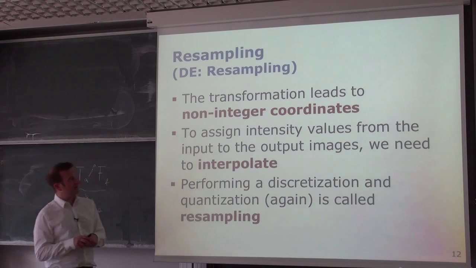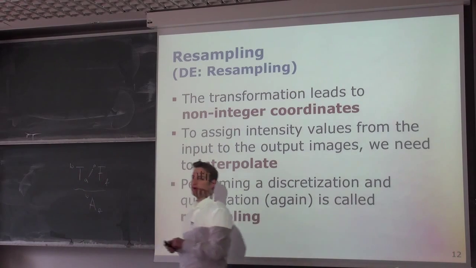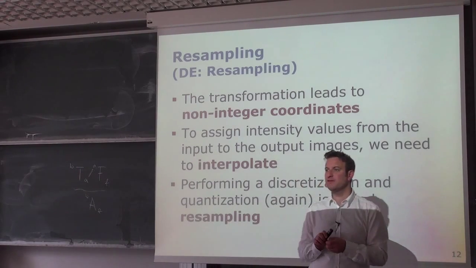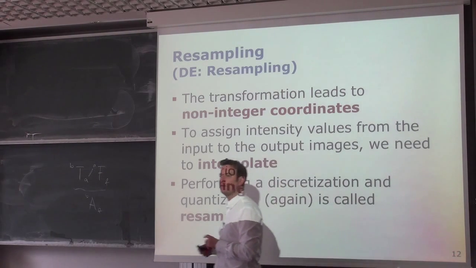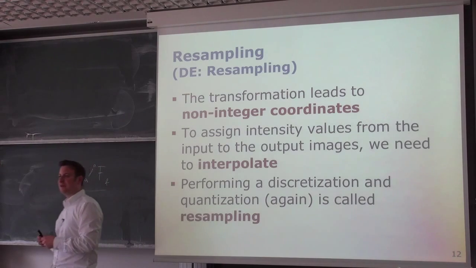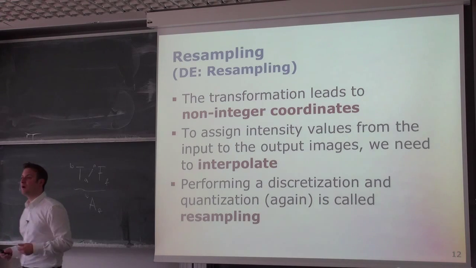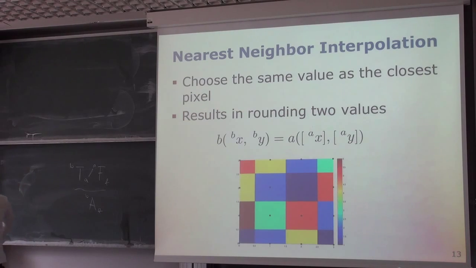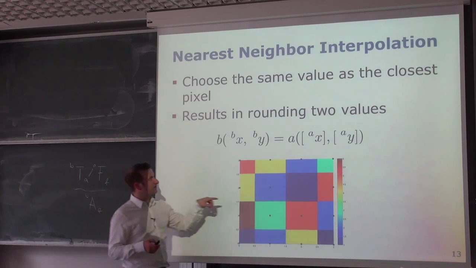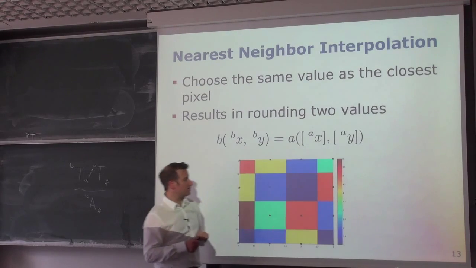Let's start with the simplest way of resampling, which, as we said before, is a rounding operation. We compute the transformation for all pixels, and then we just select the pixel which is closest to the coordinate that I want to have. So if I want the coordinate for 10, 10, and I have, due to my transformation, 10.25 and 10.1, and this is the closest one, I just take this value. The image that I have is just the rounded version of the other image.